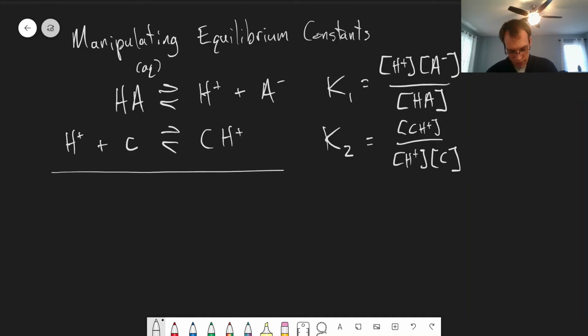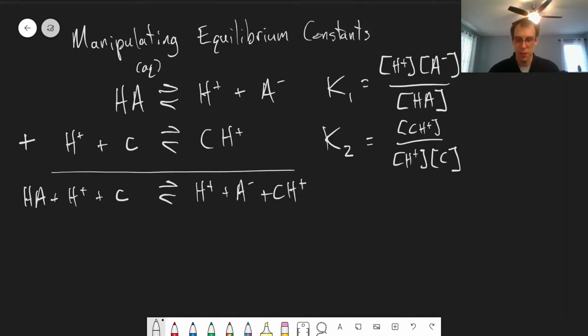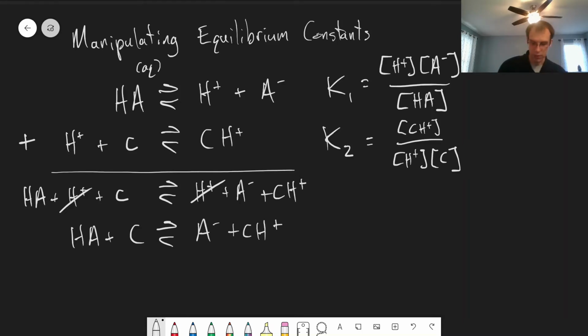What if we add these reactions together? If we take reaction 1 plus reaction 2, we would have HA plus H plus C in equilibrium with H plus A minus plus CH plus. We have an H plus on either side, so that'll cancel out. And so our net reaction is HA plus C in equilibrium with A minus plus CH plus. So it's a classic acid-base reaction here.